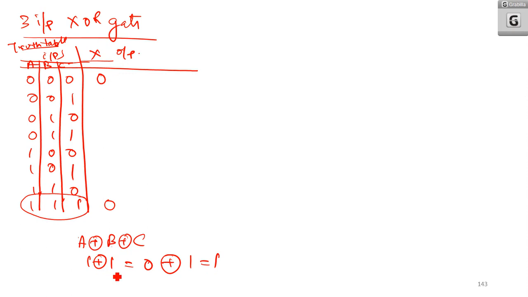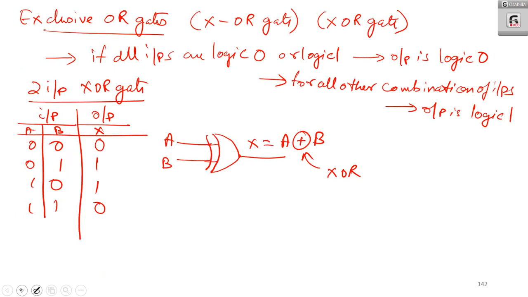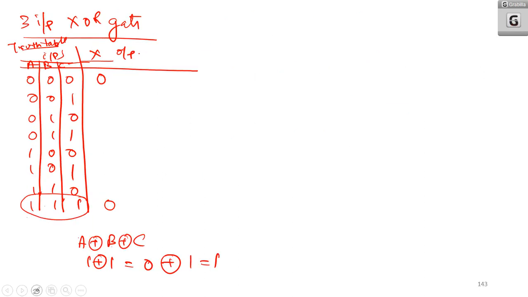Okay. But actually what happens in the case of a 3-input XOR gate, A XOR B XOR C, is that 1 XOR 1 is 0, and that is XOR with 1. So 0 XOR 1 is 1. So this definition is only applicable to a 2-input XOR gate. If you are having a multi-input XOR gate, you will have some different combinations that I will explain afterwards.